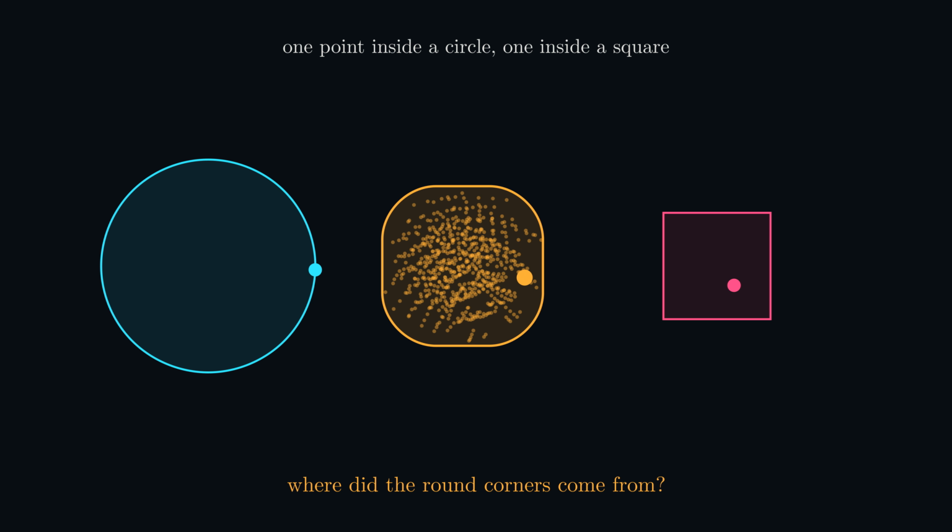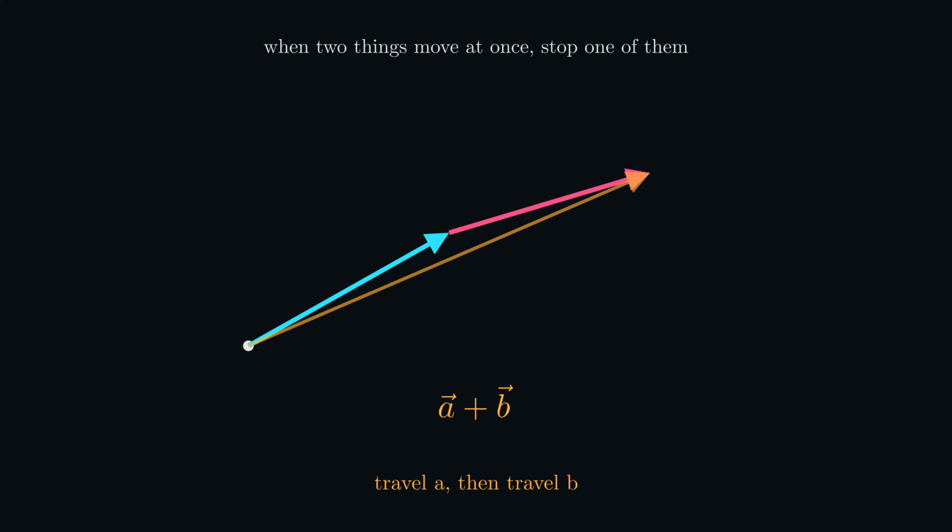Here is the whole trick, and it is one sentence. When two things move at once, stop one of them. Move the other alone and see the shape it draws. Then let the first one go and drag that shape along with it.